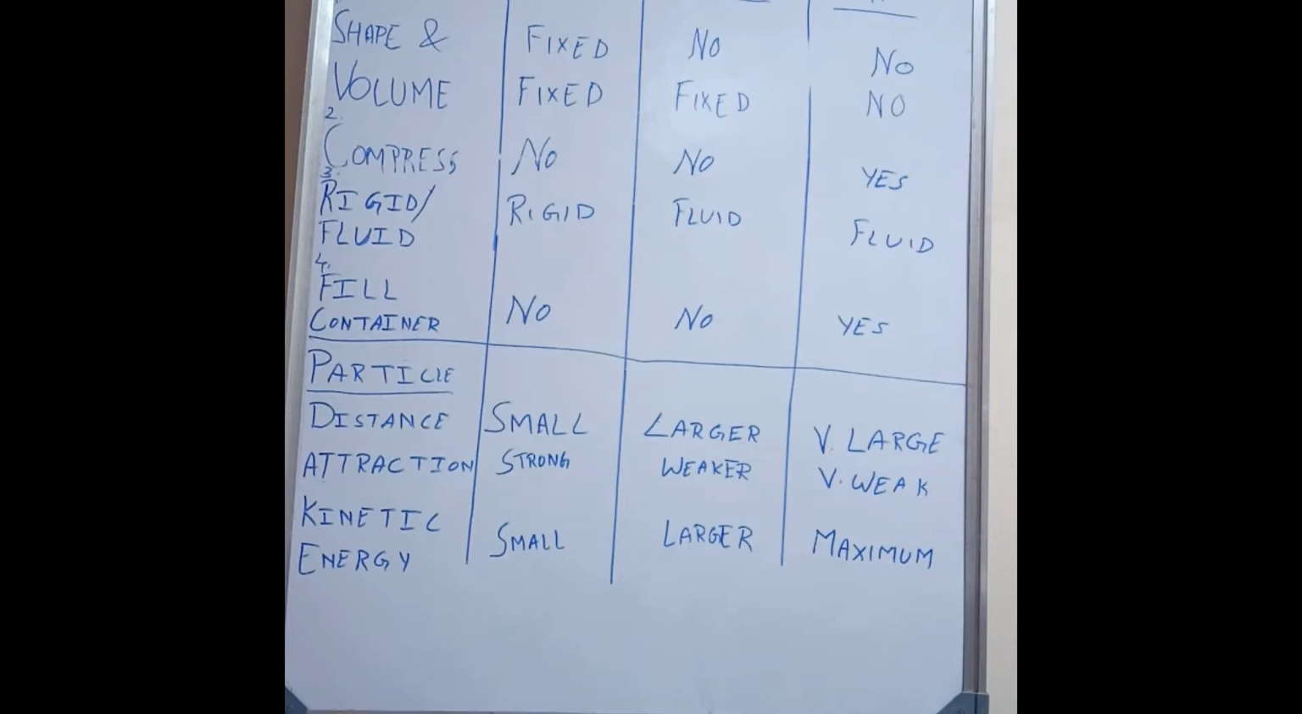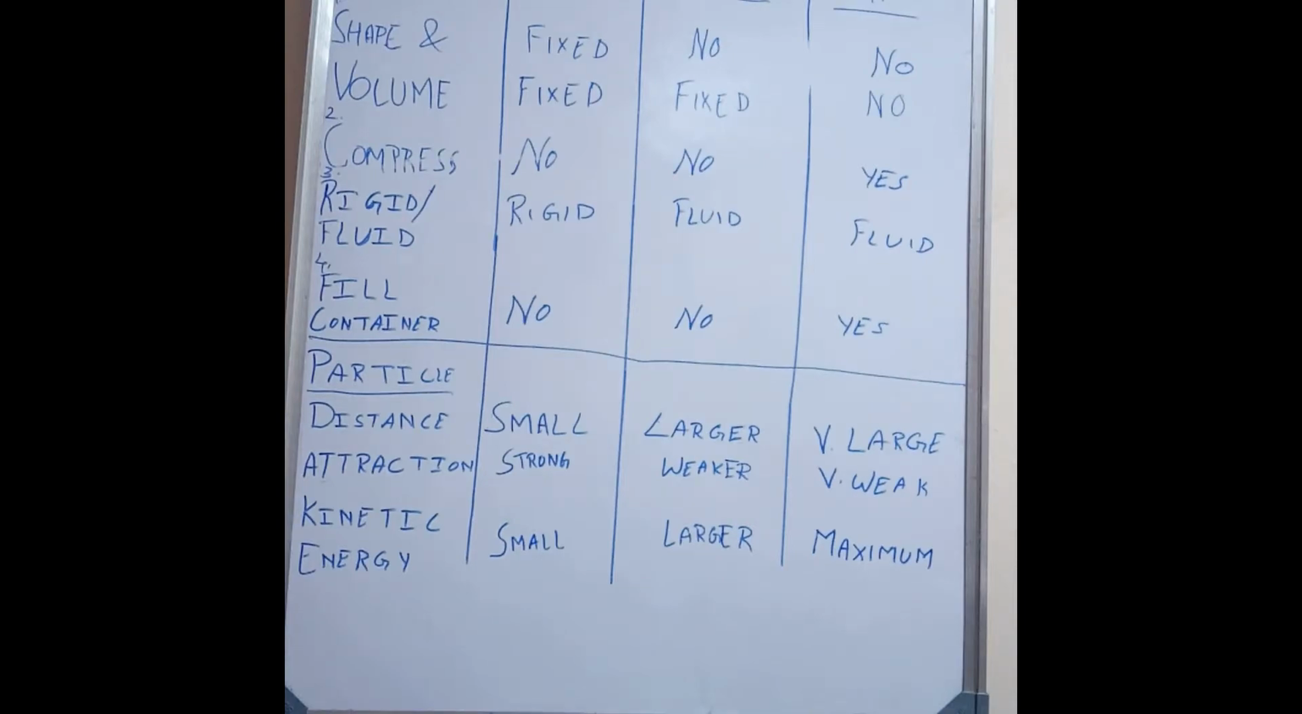Matter is made up of very tiny particles, and there are 3 points to compare at particle level. 1. Distance between the particles. 2. Force of attraction between the particles. 3. Kinetic energy of particles.